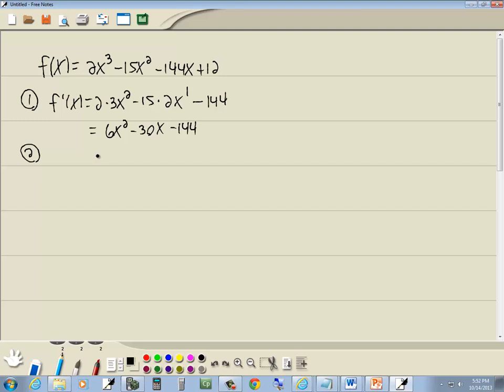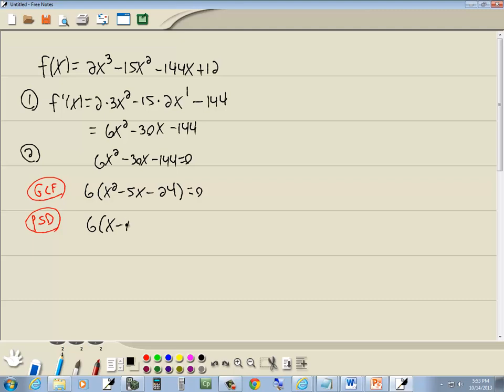Step 2, set this equal to 0. So we've got 6x squared minus 30x minus 144 equal to 0. Now, the first thing we're going to do is factor out the GCF. They're all divisible by 6, so I can bring a 6 out, and that gives me x squared minus 5x minus 24 equal to 0. Then we want to use the PST method. This factors as x minus 8 times x plus 3.